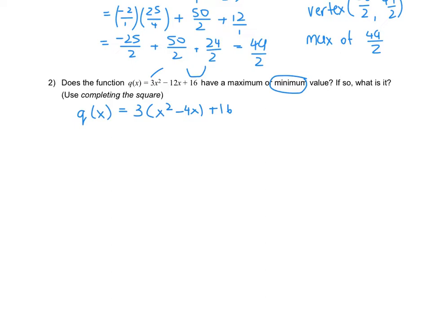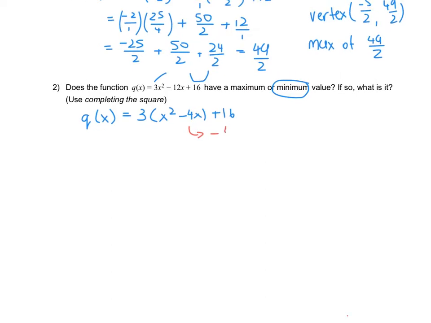Now, what I have inside my brackets, I need to turn it into a perfect square trinomial. So the way we do that is by taking the negative 4, dividing it by 2, and squaring it. So negative 4 divided by 2 is negative 2. And then when we square it, it's always going to be a positive number, and it's positive 4.